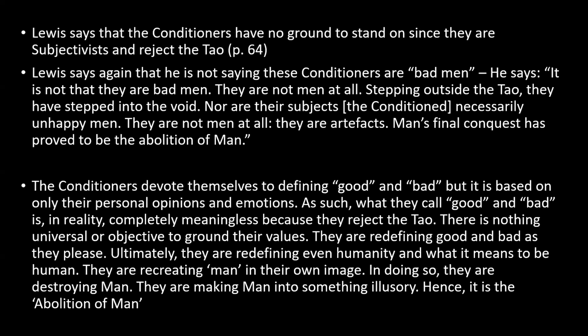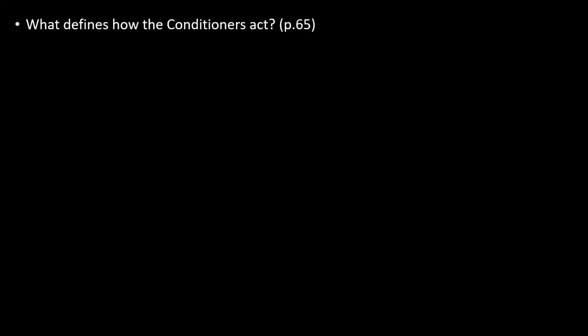So he says the conditioners devote themselves ultimately to defining good and bad, but it's based only on their personal opinions and emotions. And so as such, what they call good and bad is in reality completely meaningless because they reject the Tao. There's nothing universal or objective to ground their values. They're redefining good and bad as they please. And ultimately, they're redefining even humanity and what it means to be human. They're recreating man in their own image, and in doing so, they're destroying man. They're making man into something that's illusory. Hence, it's the abolition of man.